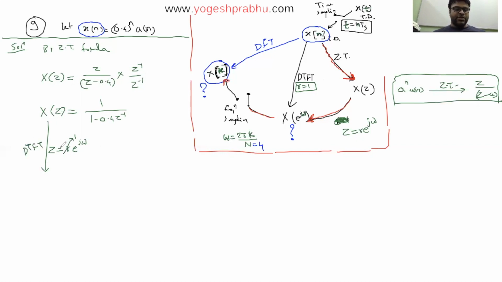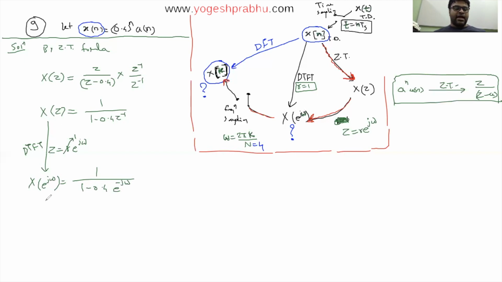Okay. So making r equal to 1 and putting z equal to e to the j omega is nothing but the DTFT. So I get X of e to the j omega. I just replace z by e to the j omega. You see how I'm getting from here to here? All right. So I get this as 1 over 1 minus 0.4 e to the minus j omega.